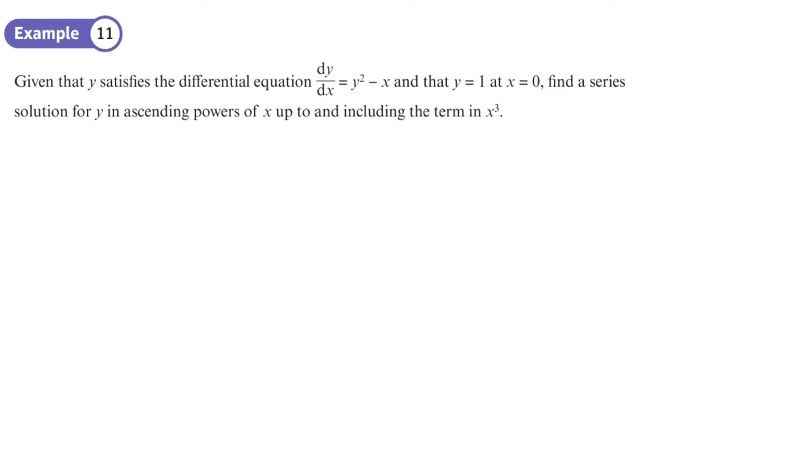So we've got here, given that y satisfies this differential equation, so let's highlight that. And we've got our initial conditions, y0 equals 1, x0 equals 0. So we know this is going to reduce down from a Taylor to Maclaurin. So we'll write that down in a moment. Find a series solution for y in ascending powers of x up to the x cubed term. So let's just write down the Maclaurin expansion just to remind us.